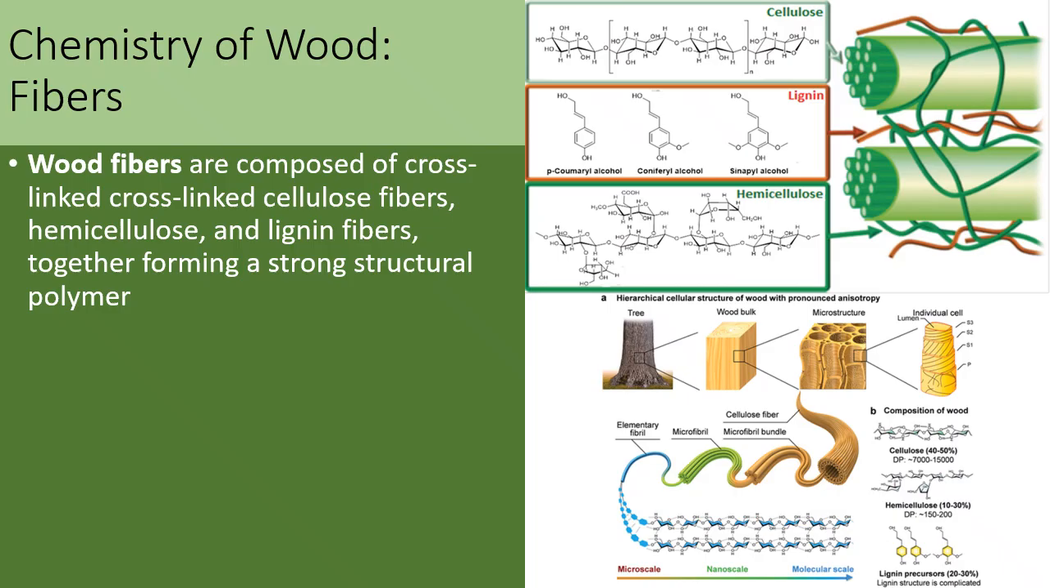So looking again at the fibers, the fibers of the wood are composed of cellulose, hemicellulose, and lignin. They basically cross-link with each other to form these really strong fibers that make up the cell walls. Together, they're a really strong structural polymer, and that's what makes up the majority of the dry weight of wood: cellulose, lignin, and hemicellulose, which are, like I said, strong components of the cell wall.